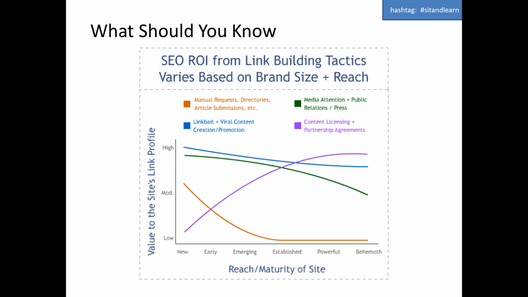Inside of the orange, you see that the manual requests, directories, and article submissions just fall off. They're good to get out there. They're good to put information out there, that first step, because, hey, you didn't exist before then. So it's good to just have that, hey, I exist, that 0.001% of the puzzle is now complete.